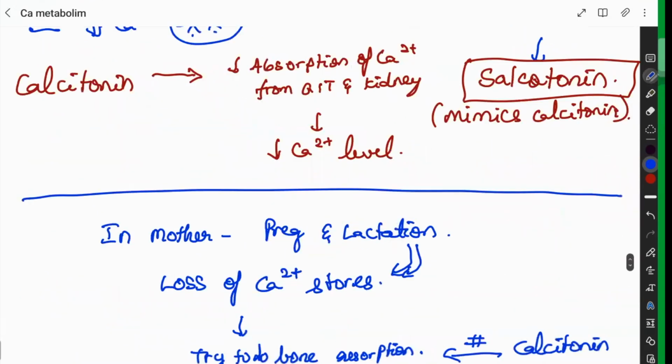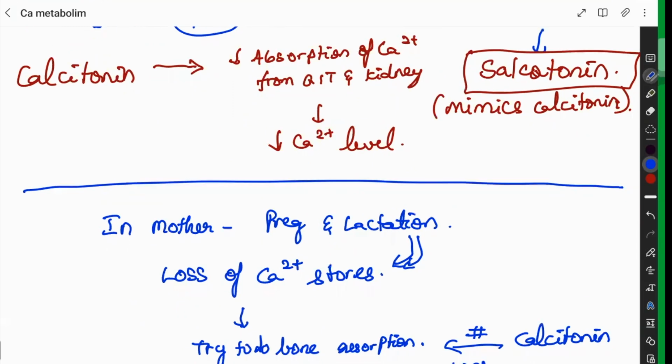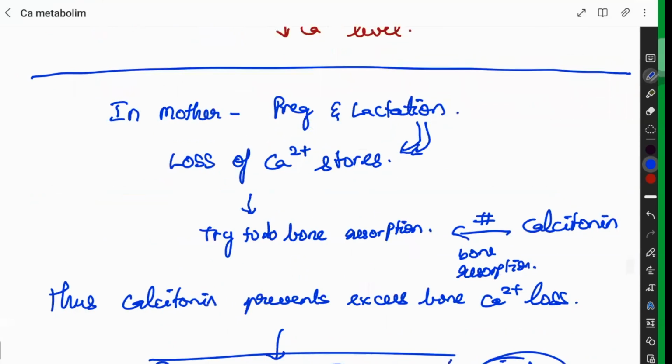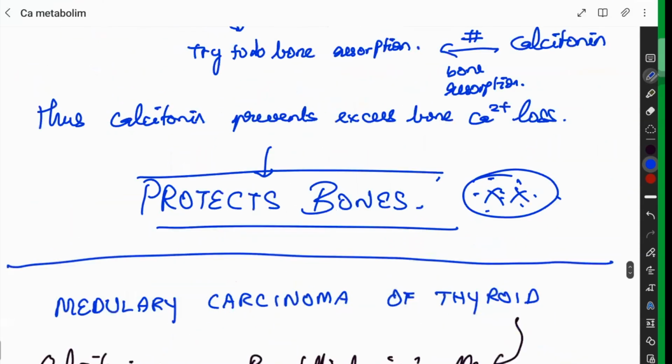Now a very important thing to remember is that in a pregnant or lactating mother, there will be increased loss of calcium stores. When calcium stores are lost, the physiological aspect of our body decides to use the calcium in the bones. But at that point of time, who is going to come and save your bones? Calcitonin is going to come and save your bone. Calcitonin inhibits bone resorption. Thus, calcitonin prevents excess bone calcium loss. Therefore, it is going to protect your bone.